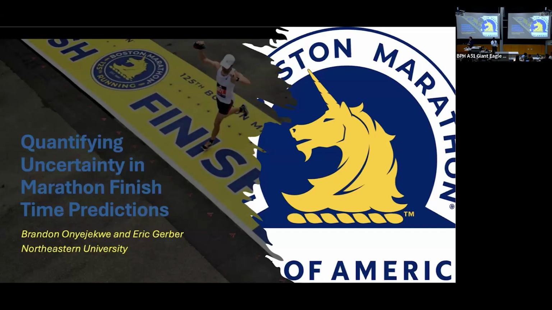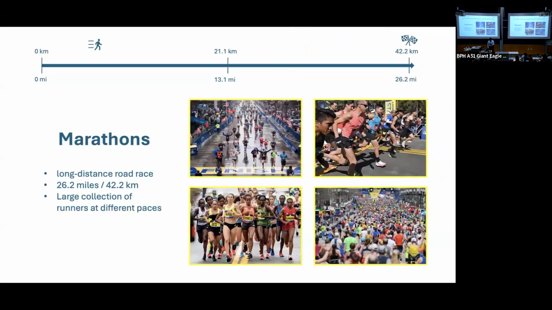All right, thanks. Hello, everyone. Thanks for having me. I'm here to talk about marathon finish time predictions. Brief overview. A marathon is a long distance road race. It is 26.2 miles. It's made up of a large collection of runners, usually hundreds or thousands of them, and they all compete on the same course. Here are pretty pictures from the Boston Marathon because there are no videos that'll make it look as exciting as it is, unfortunately.